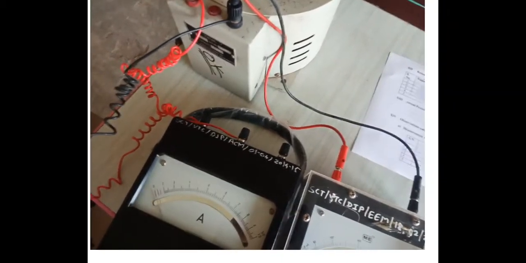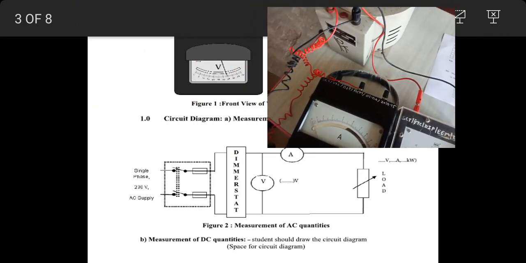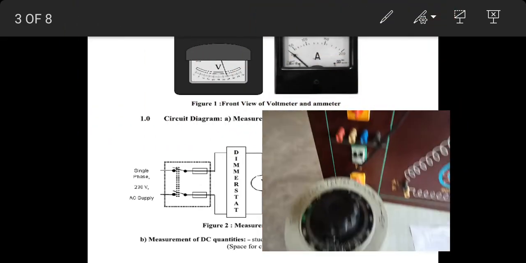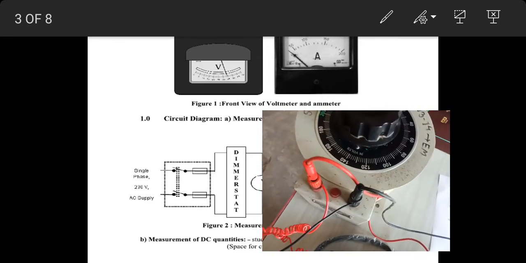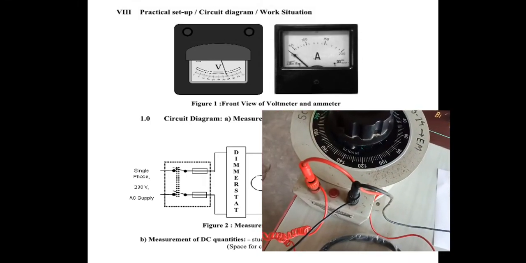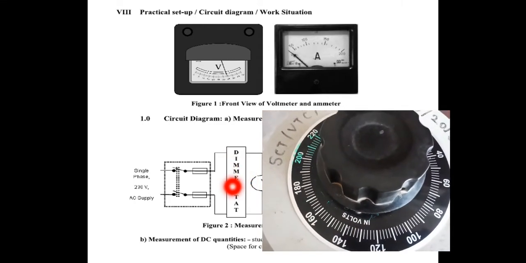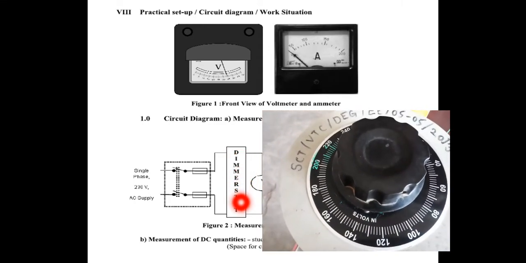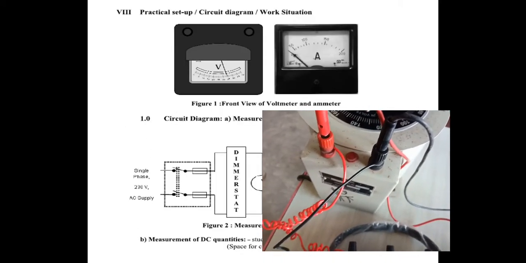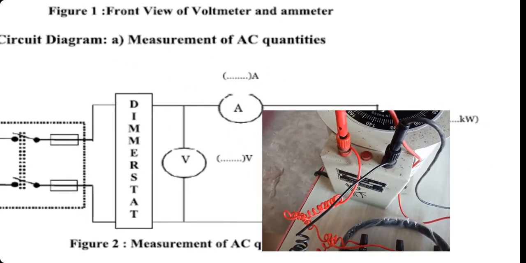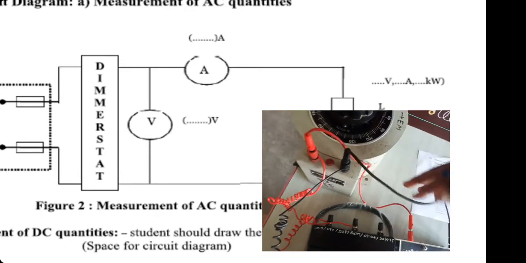See here, from this ICTP I have taken the variable AC supply. We can see it in the diagram also. This is the dimmerstat or rheostat, an auto transformer variable supply that gives single phase variable AC supply. Across this I have connected one voltmeter. You can see here.